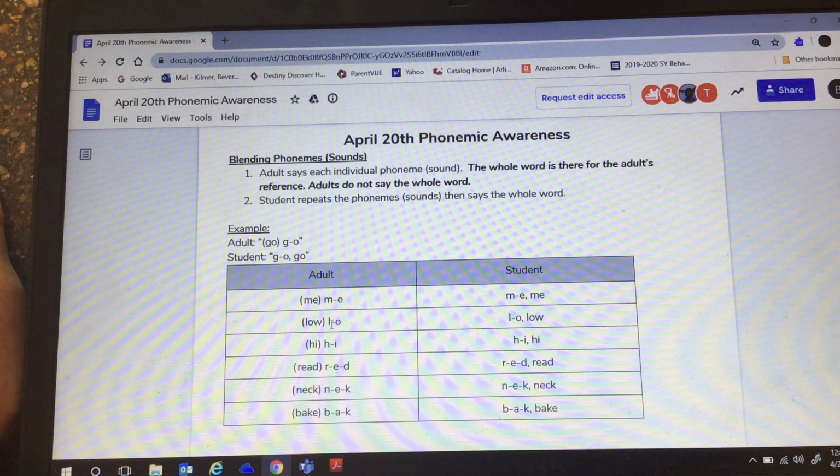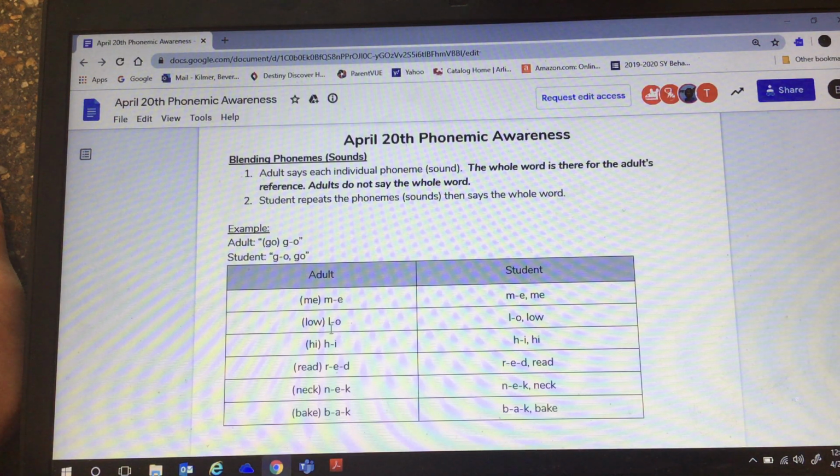Okay, and this is a good example because, of course, if you look at this letter, you might think "eh," that's the short E sound. That's what we usually try first when we see that letter. But that's not what's going on here. The adult knows that the word is "me," so they're going to go "e, me."